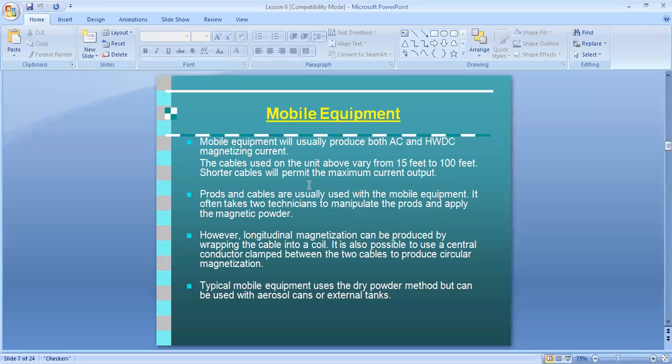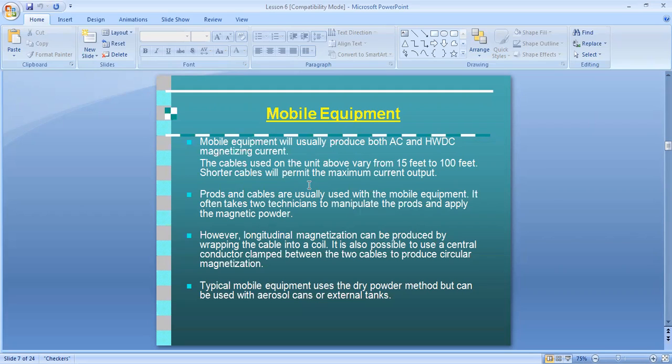The cable used on the unit above varies from 15 feet to 100 feet. This is for mobile equipment. So shorter cable will permit the maximum current output, because if the length of cable increases, the resistance will increase and output current will be reduced. So prods and cables are usually used with mobile equipment.